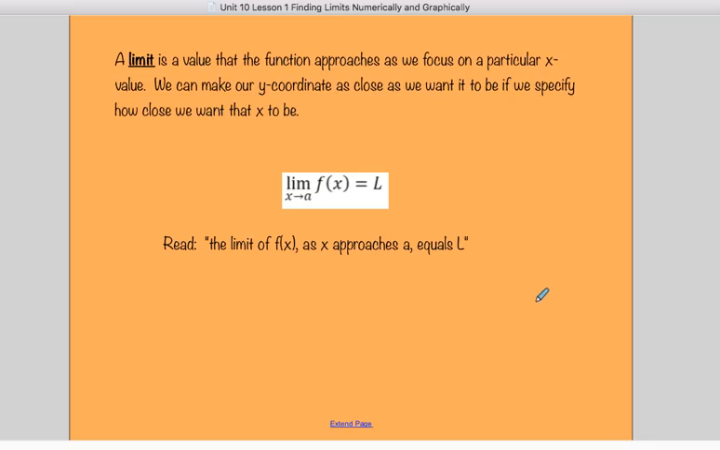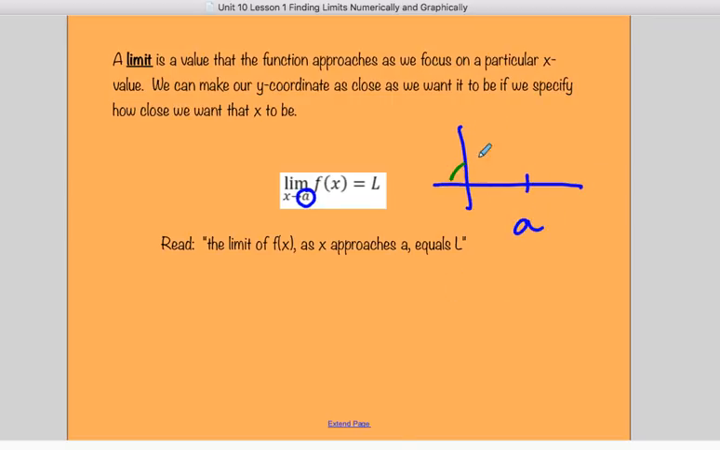So what is a limit? A limit is a value that the function approaches as we focus on a particular x value. Okay, so if you see x is a right here, so we are saying I have a curve and we want to see what it looks like as we get close to a. So my curve, let's say it looks like this. Okay, there's my curve. And we're going to say as we get close to a, from the left-hand side and the right-hand side, we follow along the curve.